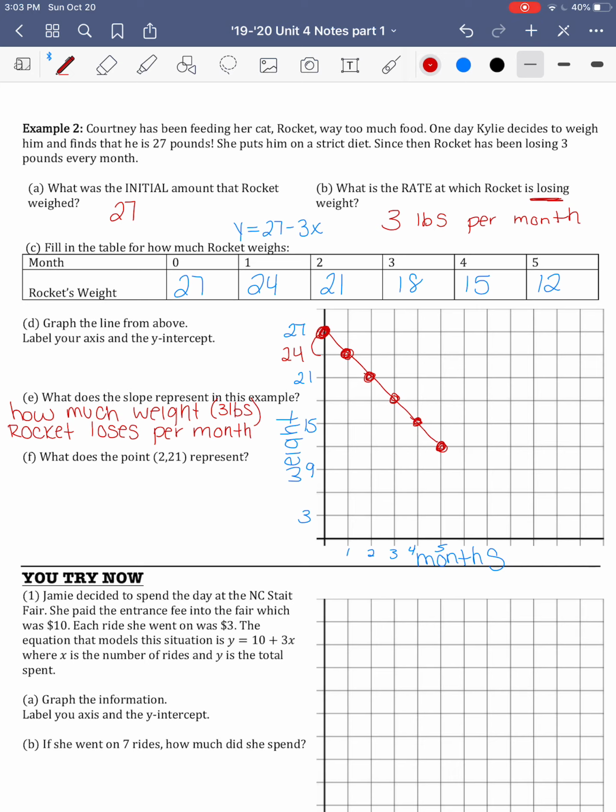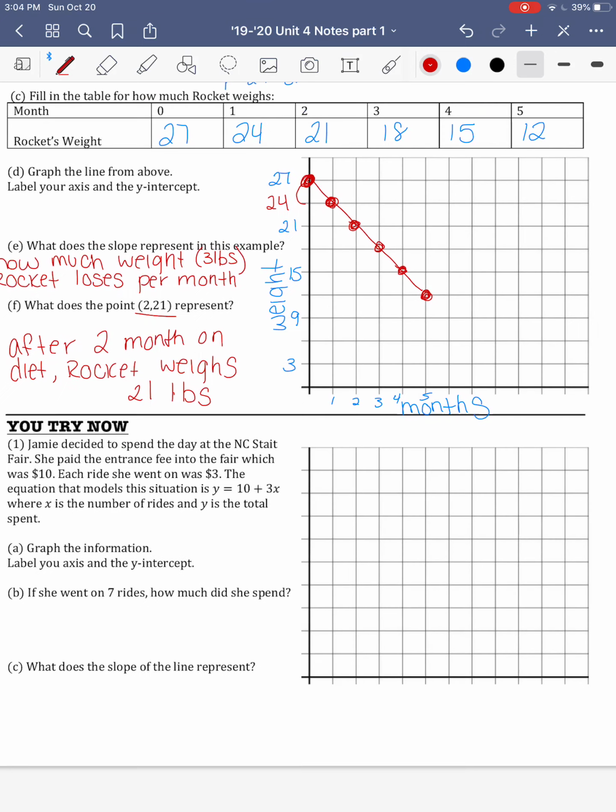And what does the point (2, 21) represent? That would mean after 2 months of being on his diet, after 2 months on diet, okay, Rocket weighs 21 pounds. So why don't you guys try the next one on your own?